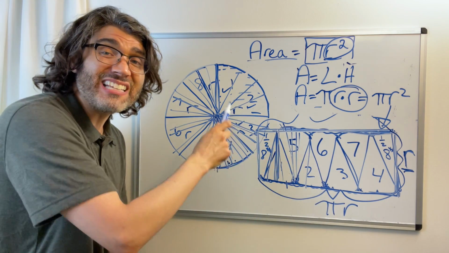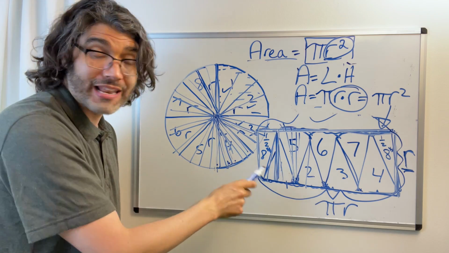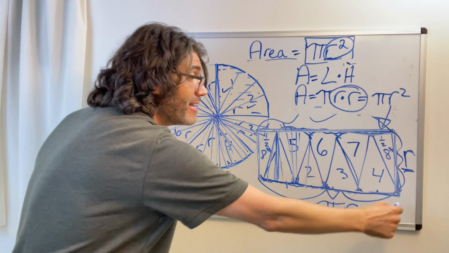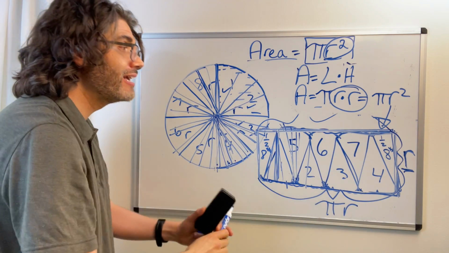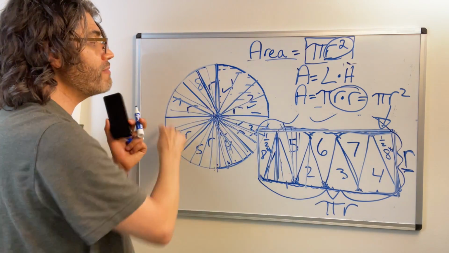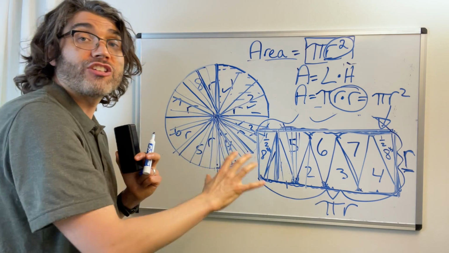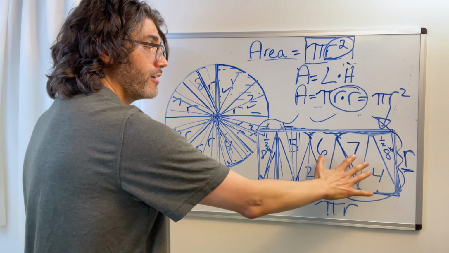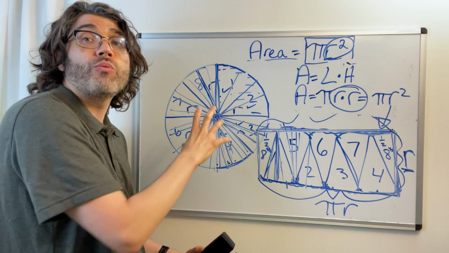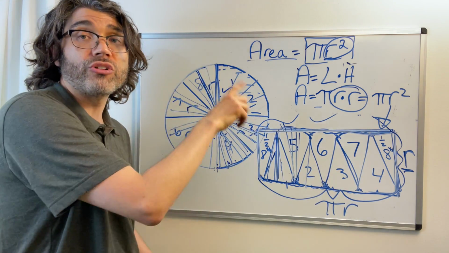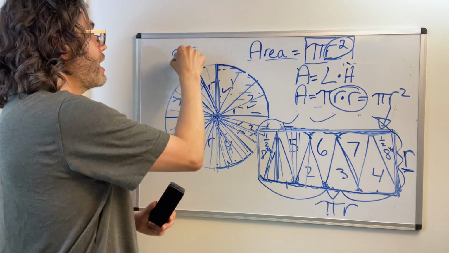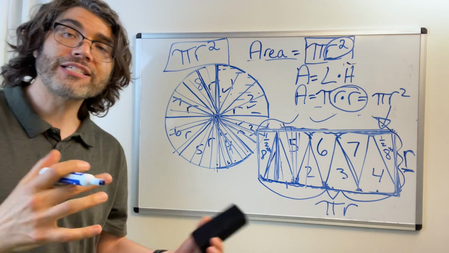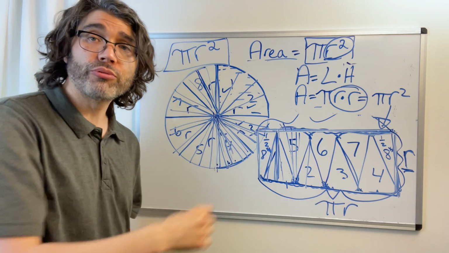And every single slice, not one more, not one less, that is composing this rectangle all came from this circle. So therefore, if this rectangle is pi r squared, then the area that it was formed from, this circle, must also be pi r squared. And there you have it. That's how you get the formula through a visual proof.